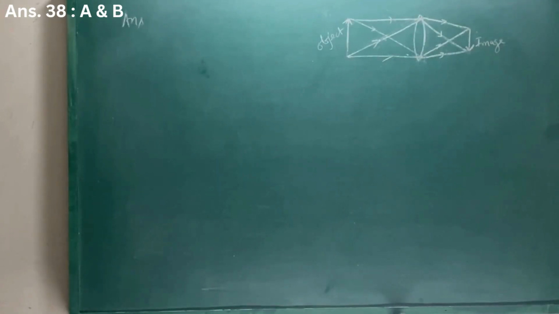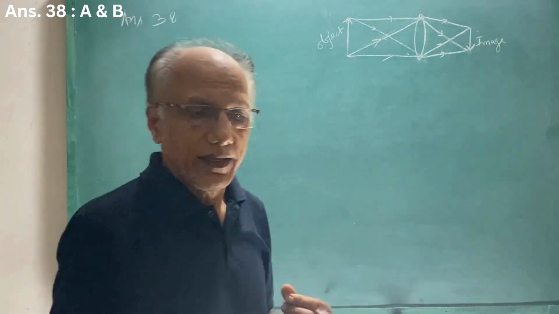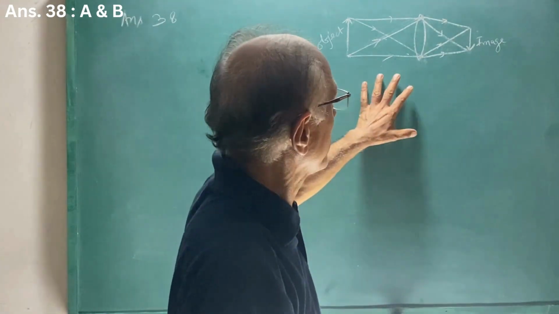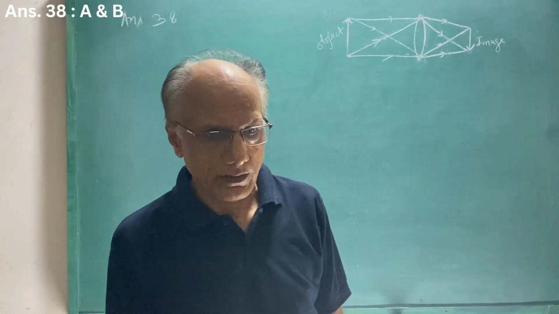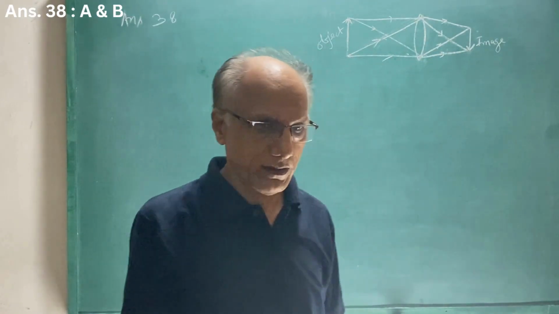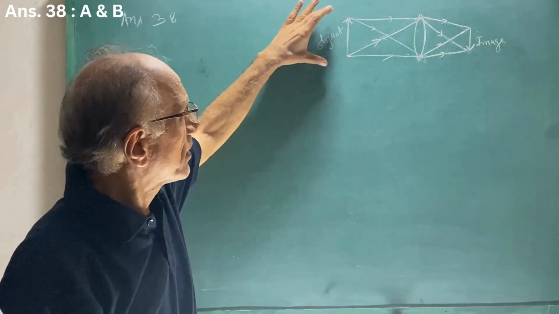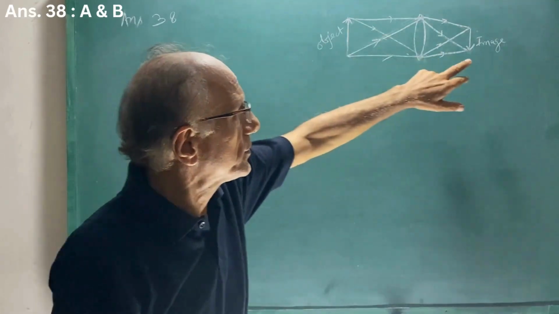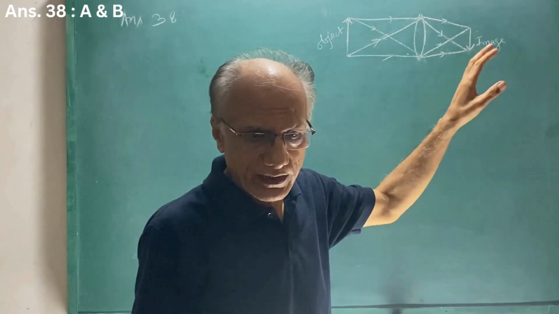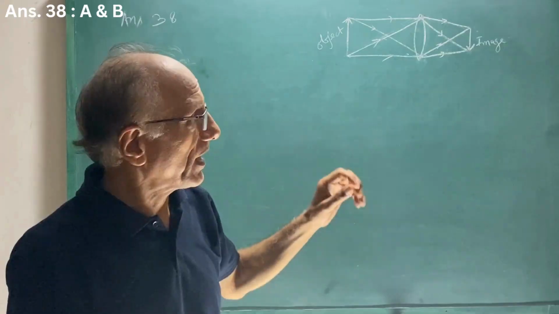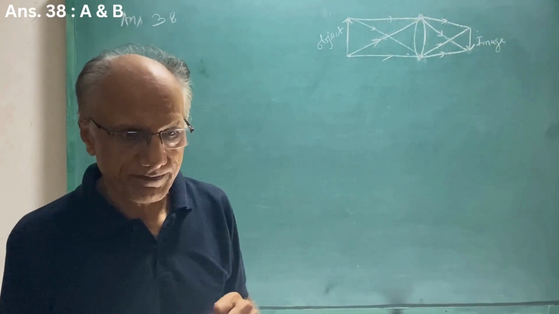Answer number 38. In 38, a DSLR camera is there, which is used for taking high resolution photography by professional photographers. Here the image of this object is found like this. So what is the question? Based on your understanding of the lenses, answer the following questions.